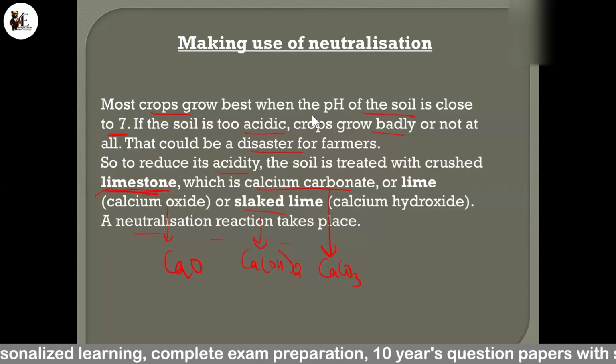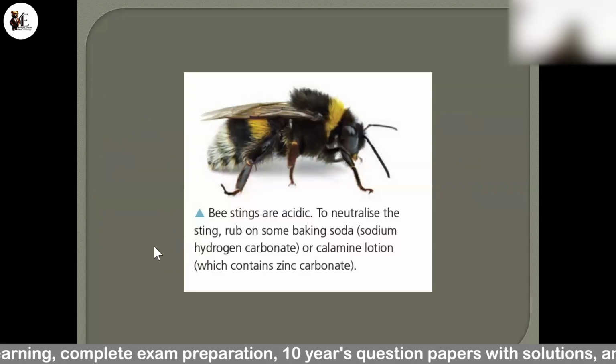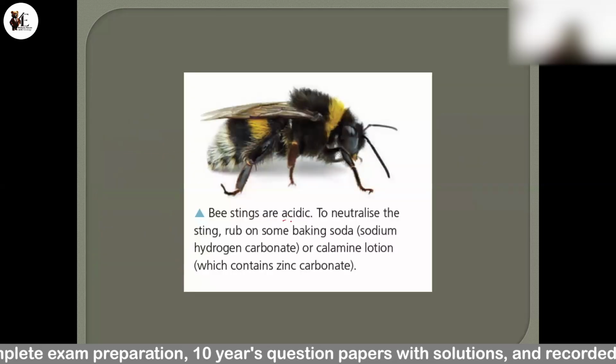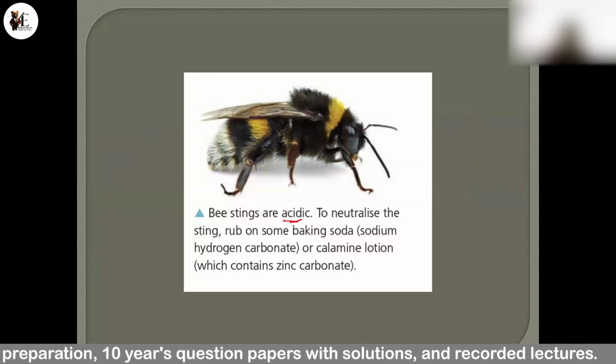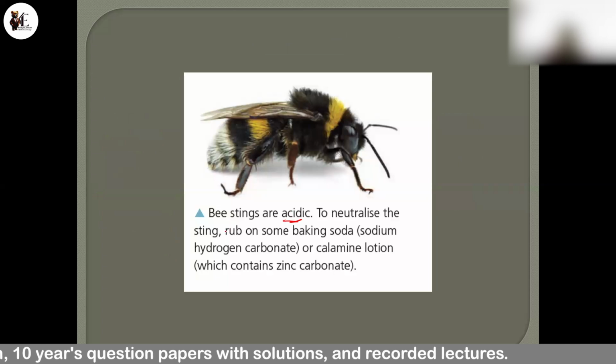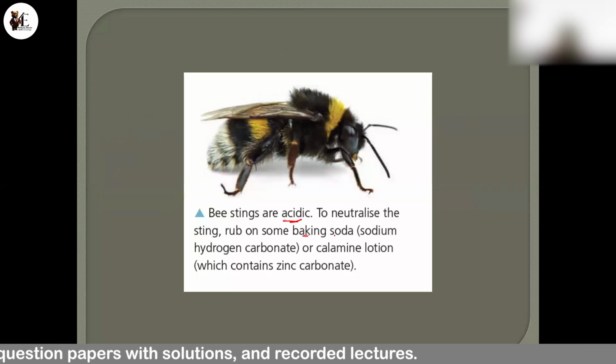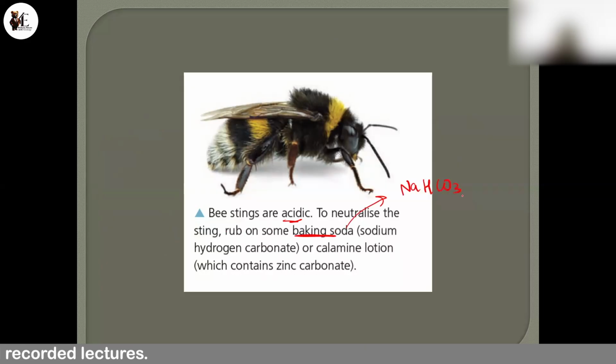Next application: see here that these things are acidic. When a bee bites, the sting is acidic. To neutralize that sting, we rub some baking soda. Baking soda is a base. What is baking soda? Baking soda is sodium hydrogen carbonate. Or calamine lotion, which is also basic; that is zinc carbonate.